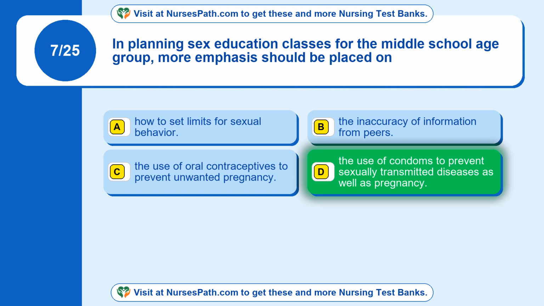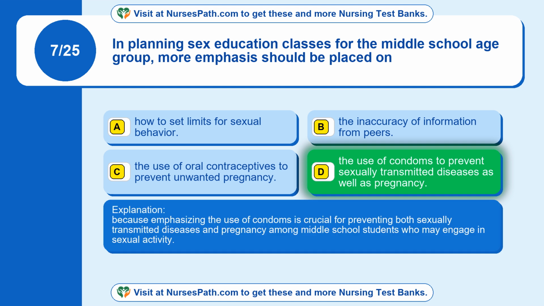The correct answer is Option D. The use of condoms to prevent sexually transmitted diseases as well as pregnancy. Emphasizing the use of condoms is crucial for preventing both sexually transmitted diseases and pregnancy among middle school students who may engage in sexual activity.